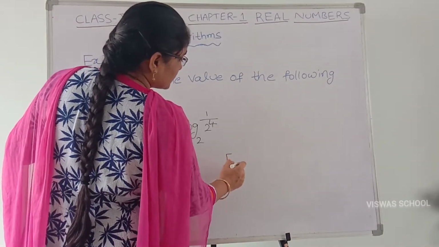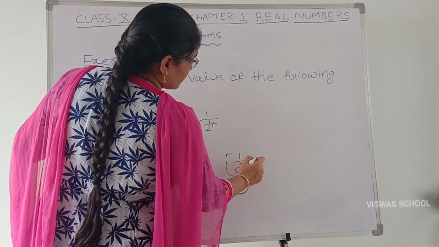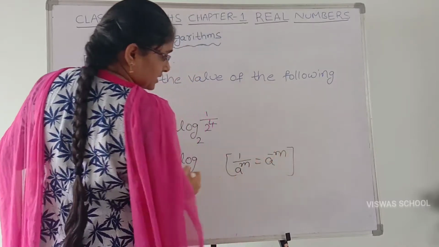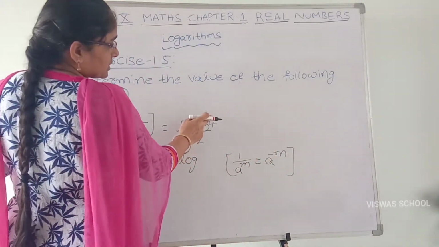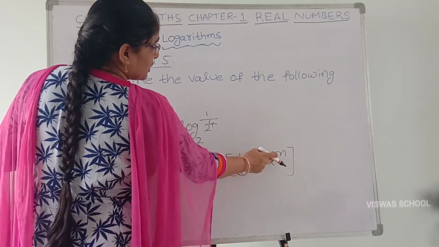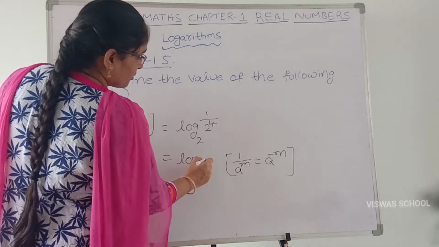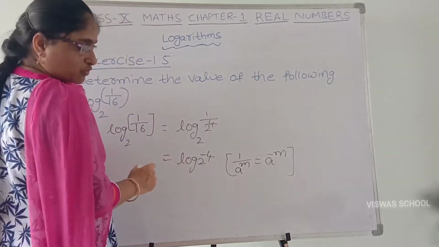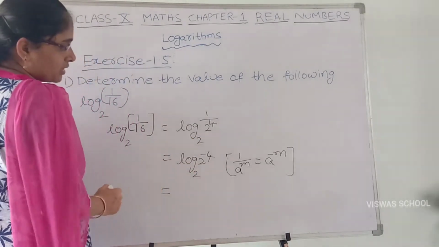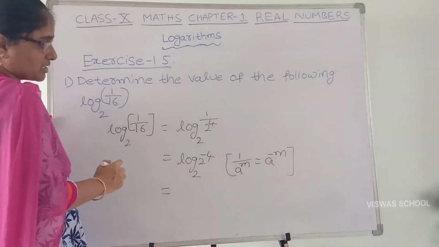Laws of exponents: 1 by a to the power of m is equals to a to the power of minus m. In this way, 1 by 2 to the power of 4 means a to the power of minus m, that is 2 to the power of minus 4. And here the base is 2. Now it is log 2 to the power of minus 4, base 2.